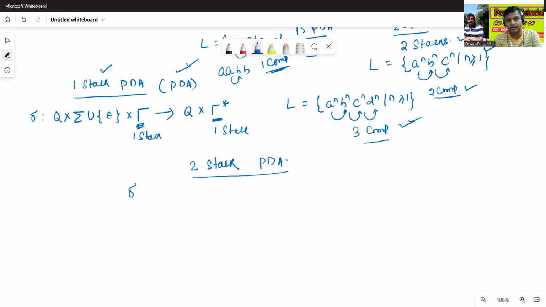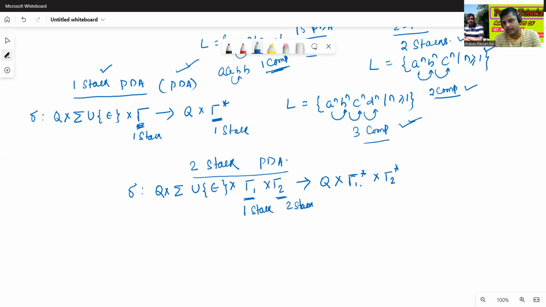This means the transition function will look like Q × Σ ∪ {epsilon} × Γ1 × Γ2 → Q × Γ1* × Γ2*. That means this is the first stack, and this one is the second stack. This is called the second stack, and this is also the first stack, and this is also the second stack.